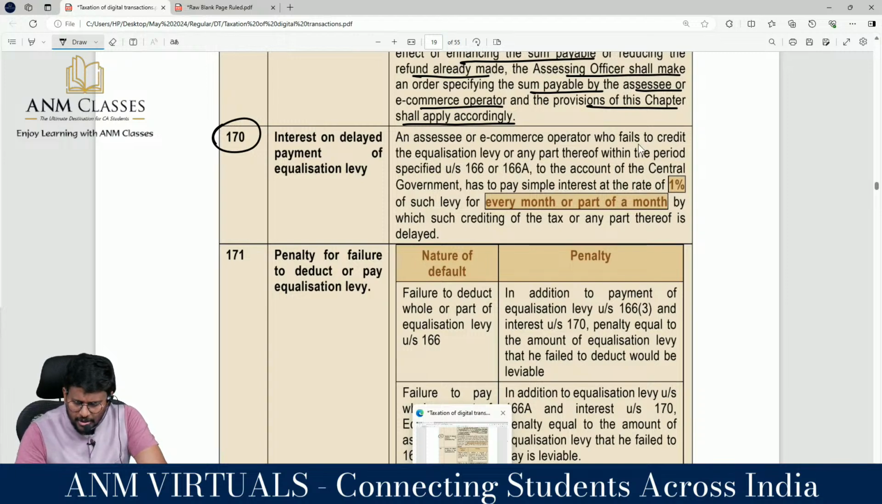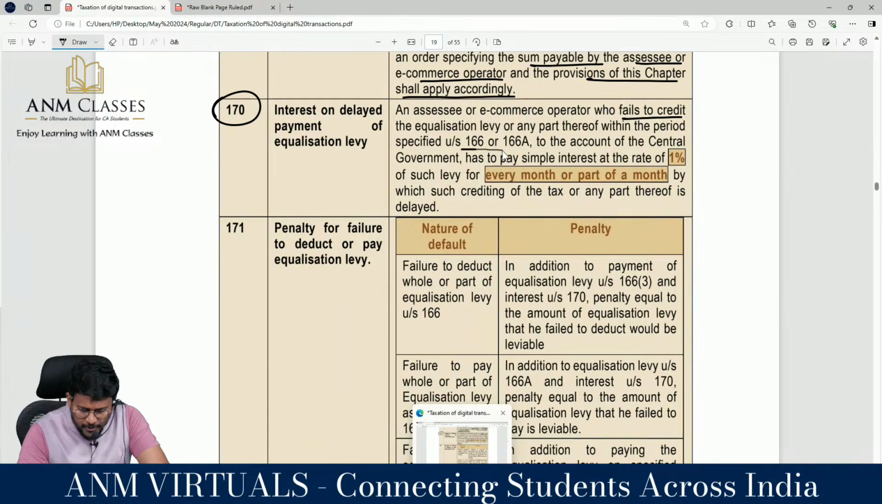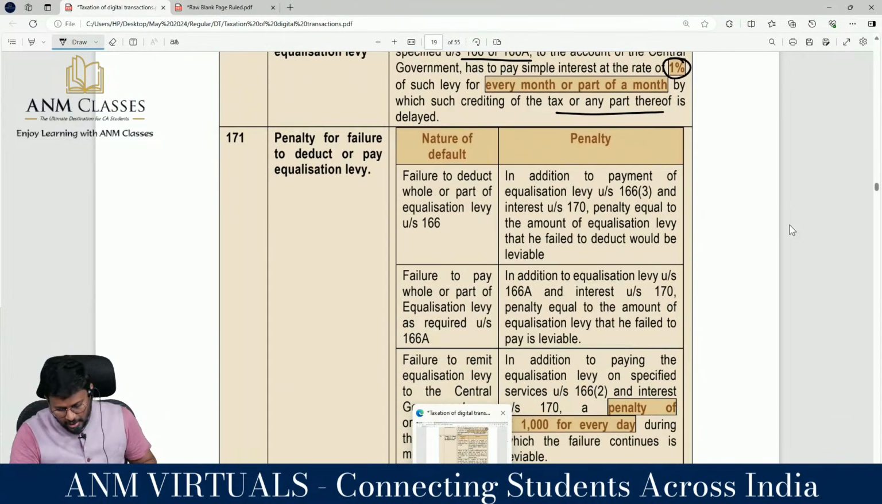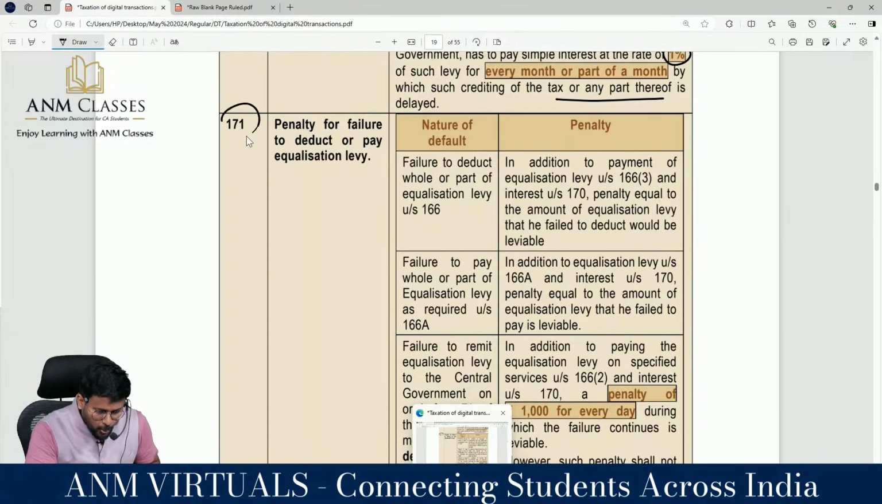An assessee or an operator who failed to credit the equalization levy or any part thereof within the period specified to the account of the central government has to pay simple interest at the rate of 1% for every month or part of a month. TDS மாதிரி தான் 1% per month or by such crediting of tax or any part thereof is delayed. ஒத்துக்கிறியா நீ?